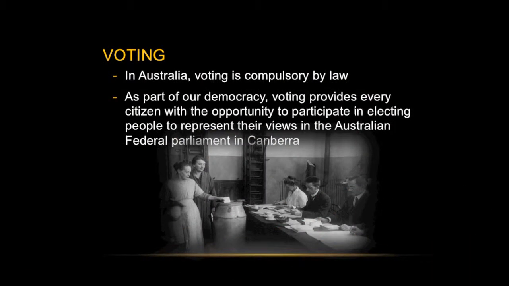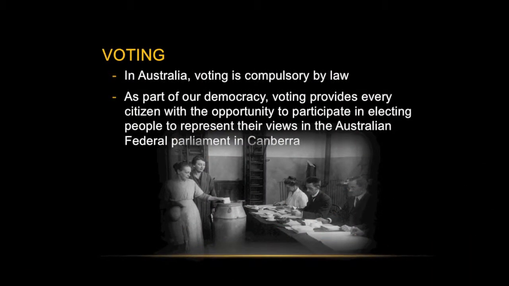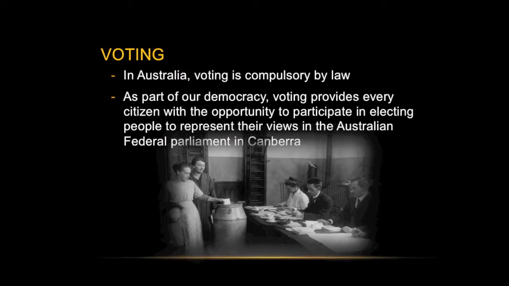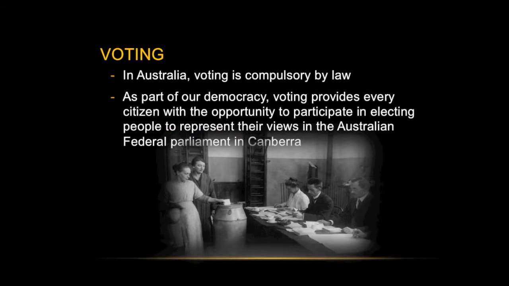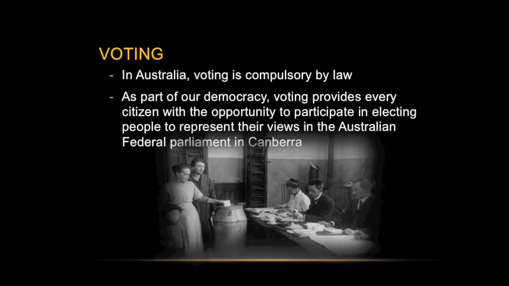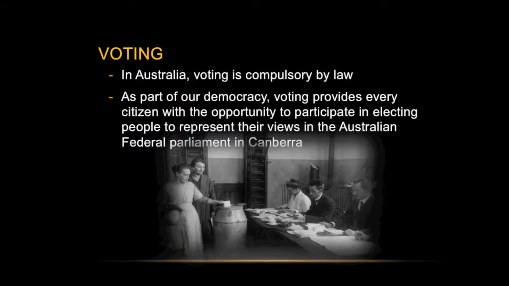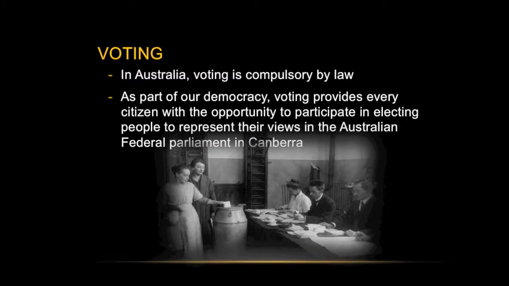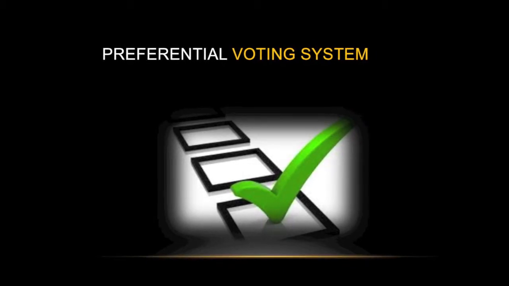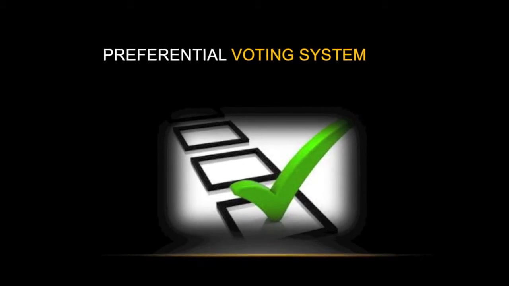In order to maintain our democracy, all Australian citizens over the age of 18 have the right and responsibility to vote. Australia holds periodic elections to vote candidates into the upper and lower house. We will discuss this further in just a minute. Now let's look at how your vote is counted using the preferential voting system. This short clip will explain how votes are counted and how our politicians are elected into power.